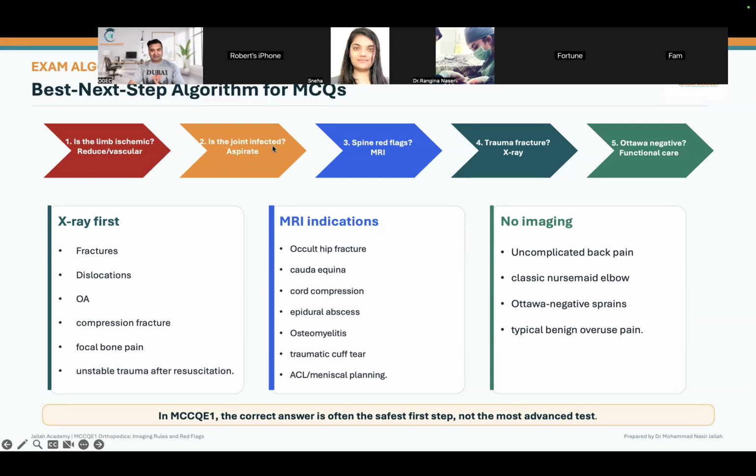Is the joint infected? Yes. Do aspiration. Does the spine have red flags? Yes. Do MRI. Is there a traumatic fracture, or is there trauma involved in this condition? Yes. Do an X-ray first. Otherwise, if negative, just do a functional approach.